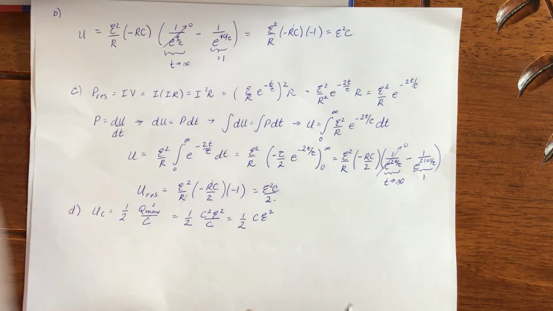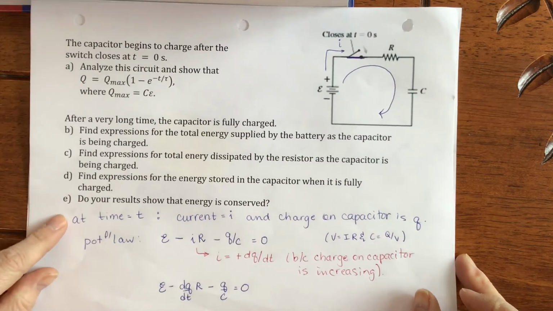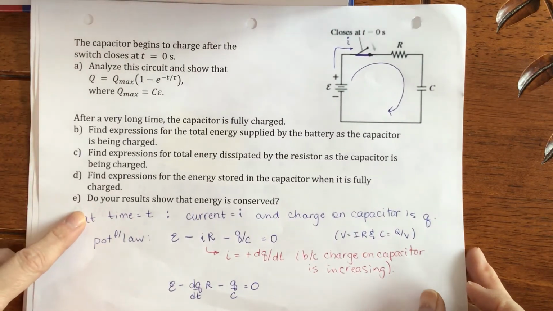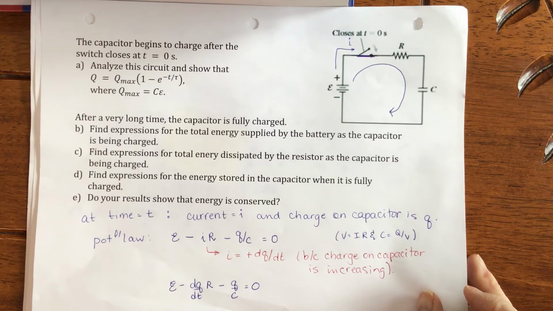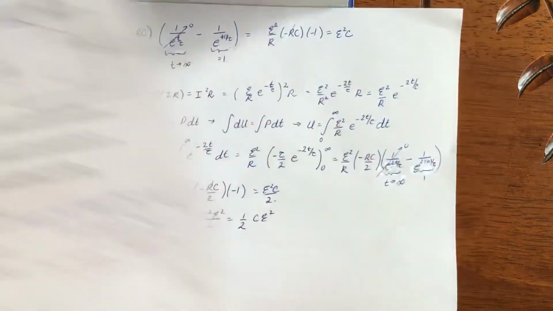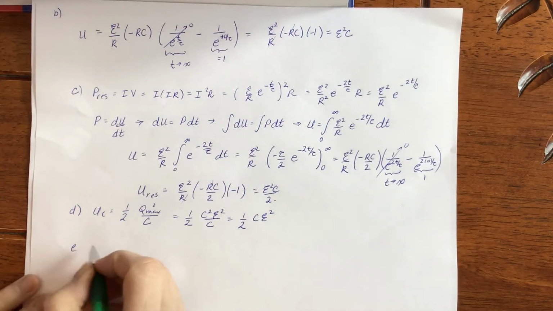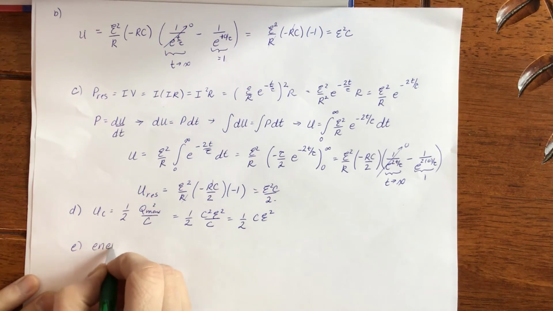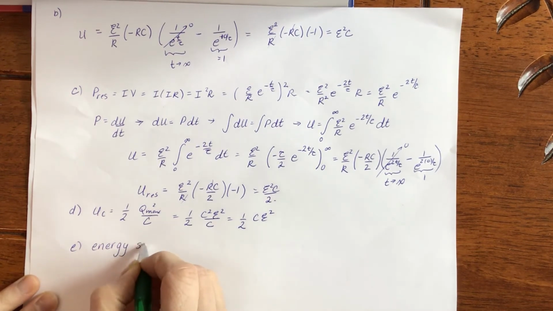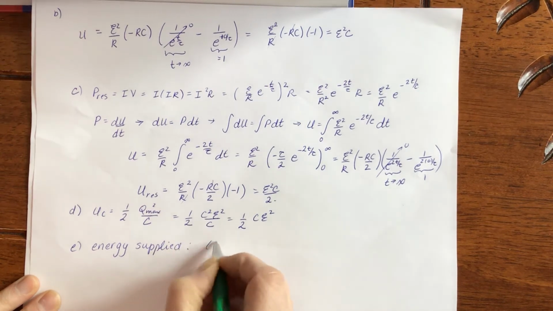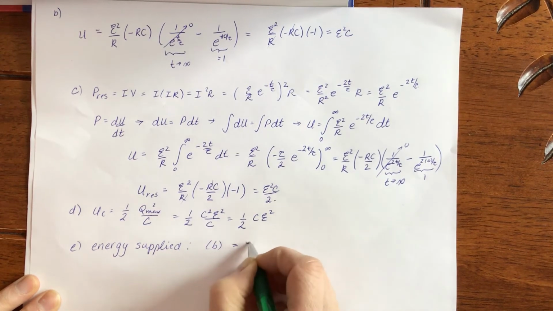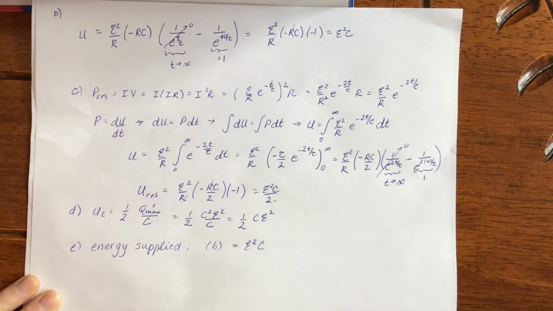Then our last question is an important one to think about. Are the results consistent with conservation of energy? Because one of our base assumptions about circuits is that energy is conserved. So let's see if energy is conserved. So the energy supplied by the battery, we found that in part B. That was equal to epsilon squared times C.